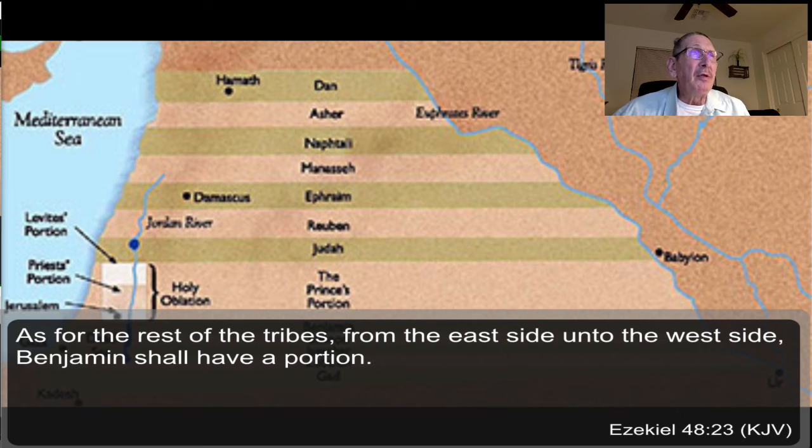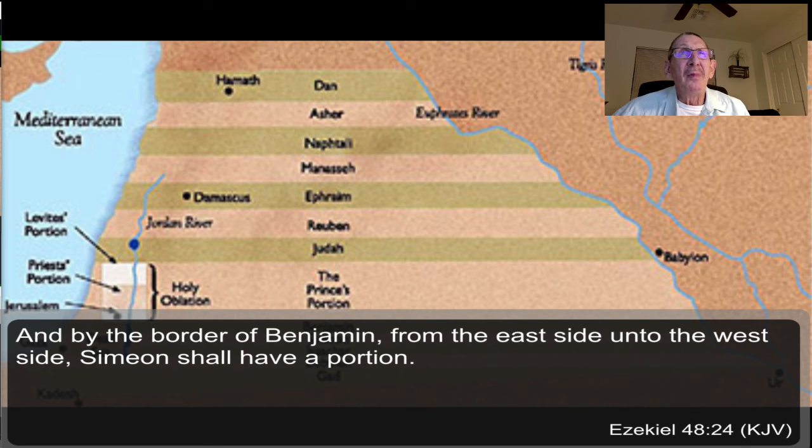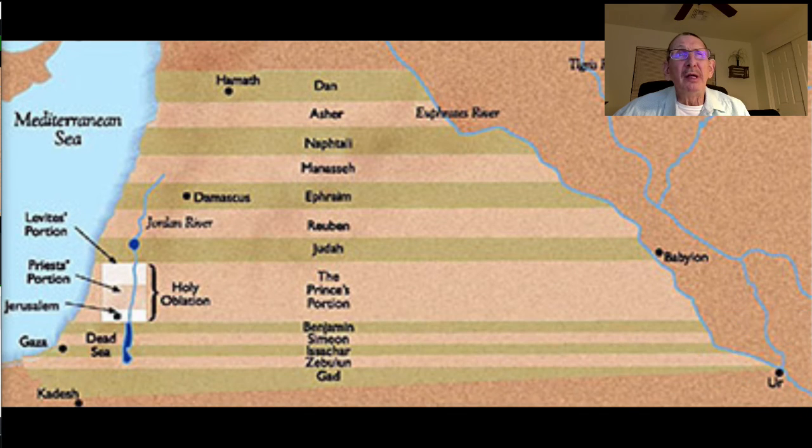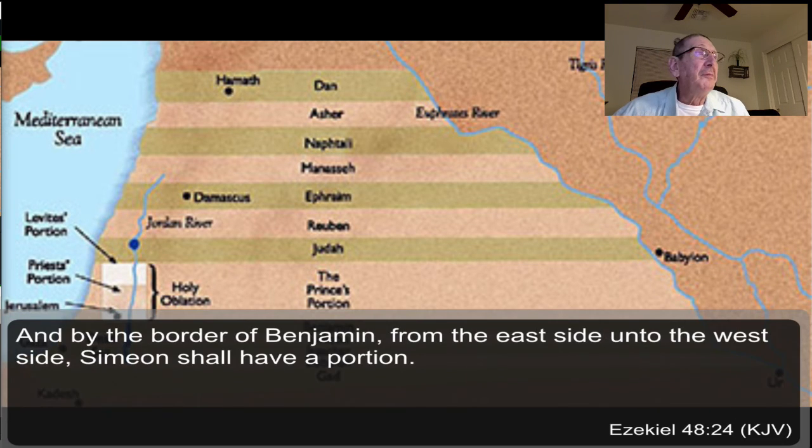As for the rest of the tribes from the east side unto the west side, Benjamin shall have a portion. And you can't see it too well. I'll just take this off for a second. So you can see there's down at the bottom here. I'm just going to list them. The east side border of Benjamin, from the east side unto the west side, Simeon shall have a portion.